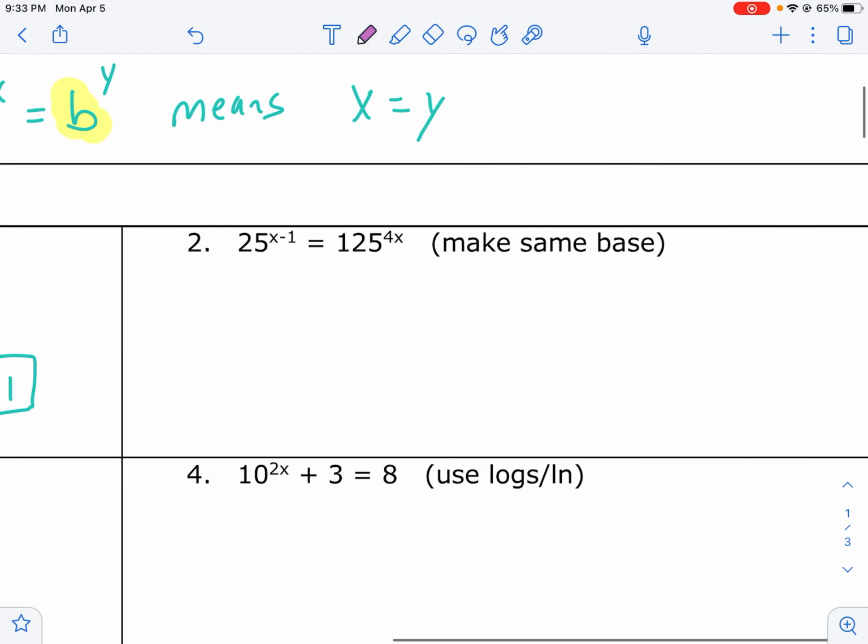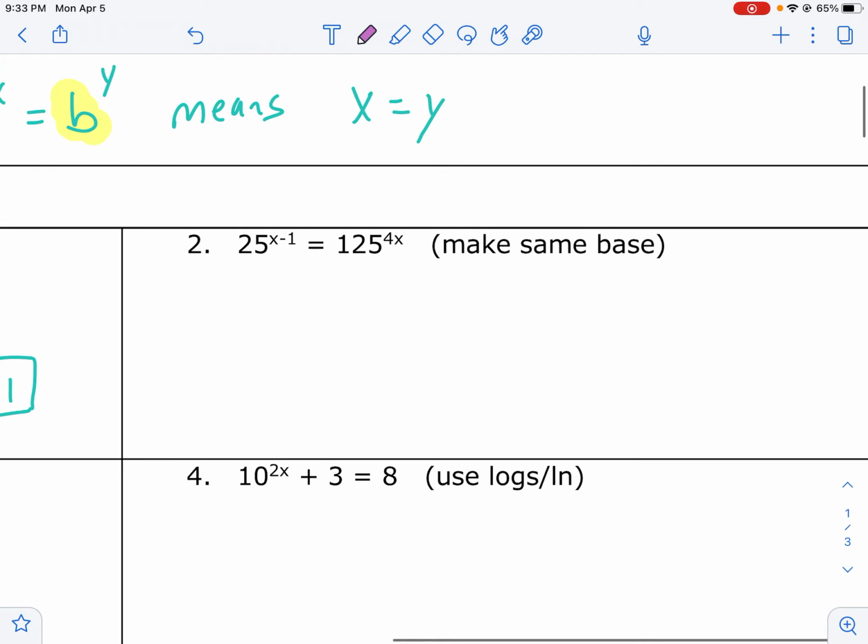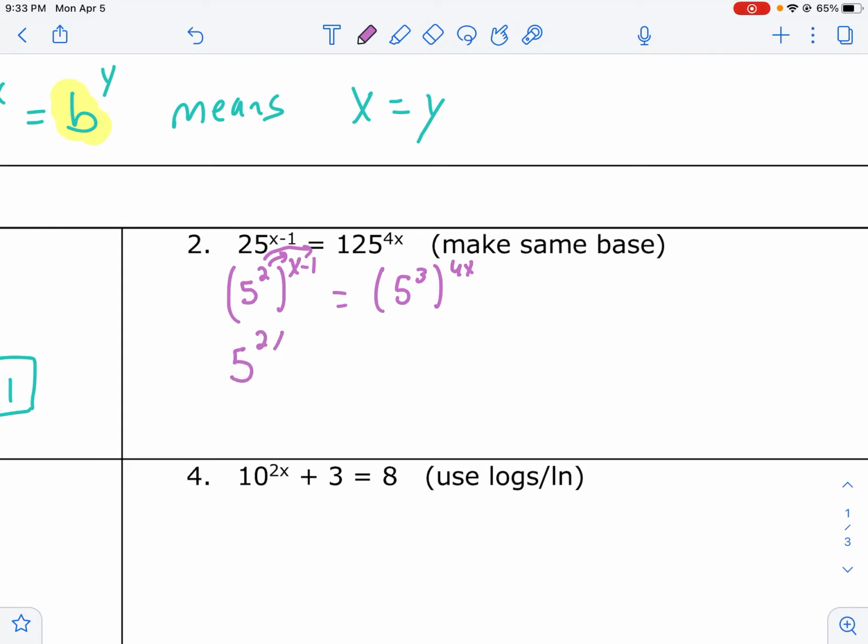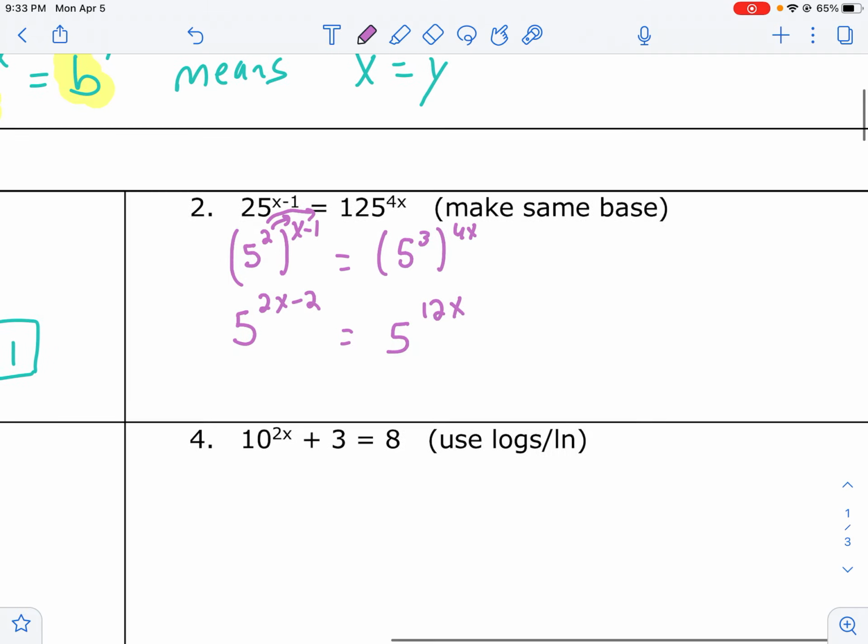Example number 2. It says 25 to the x minus 1 is equal to 125 to the 4x. 25 and 125 are both powers of 5, right? So 25 is really just 5 squared, so that's 5 squared raised to the x minus 1. And 125 is 5 cubed, so that's 5 cubed raised to the 4x. We use our power property rule, power raised to a power, and we can say 5 to the 2x minus 2 is equal to 5 to the 12x, because we multiply.